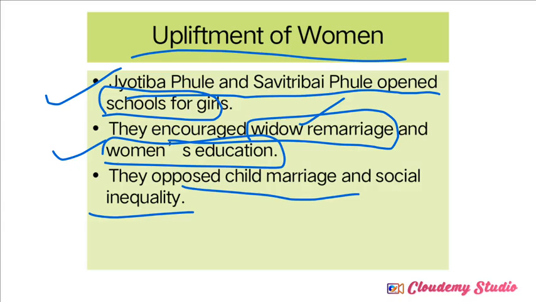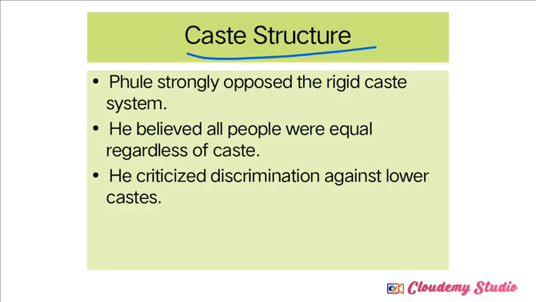Just list out all these keywords and you can write the answer very easily for the socio-religious reformation movement. Clear? Yes. So, caste structure. What about the concept of caste structure by Jyotiba Phule? He strongly opposed the rigid caste system.